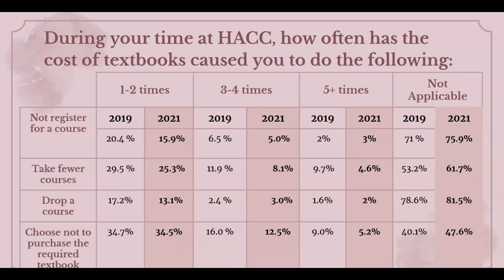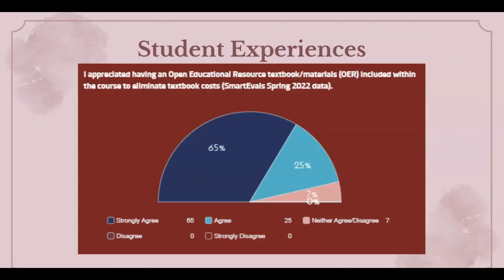The rising costs of textbooks are a huge burden for students. HACC students surveyed in 2019 and 2021 reported on the number of times that the cost of textbooks has caused them to not register for a course, take fewer courses, drop a course, or choose not to purchase the required textbook. Since introducing the OER program at HACC, these percentages have declined. The percentage of students reporting that textbook costs have not impacted them in these ways has also increased.